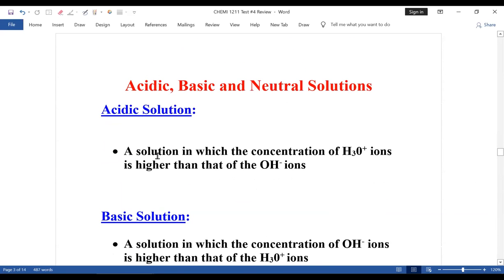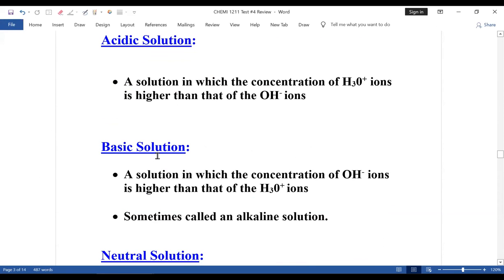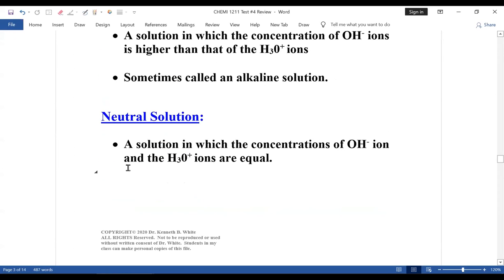Now, when you have an acidic solution, the hydronium ion concentration is greater than hydroxide. When you have a basic solution, the hydroxide ion concentration is higher than that of the hydronium. This is sometimes called alkaline, just like your alkaline batteries. And when you have a neutral solution, the hydroxide ion concentration is equal to the hydronium ion concentration.